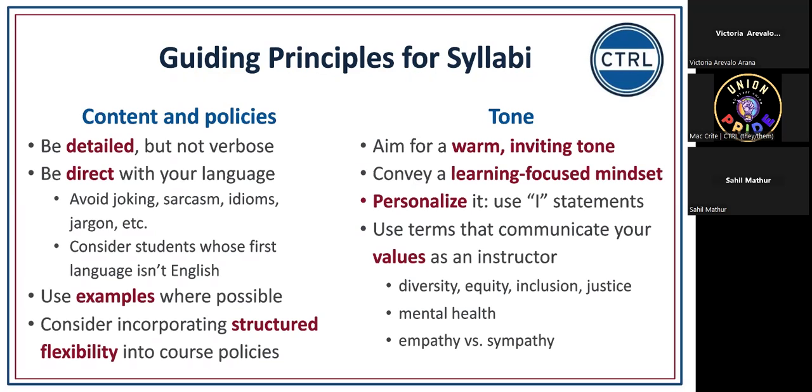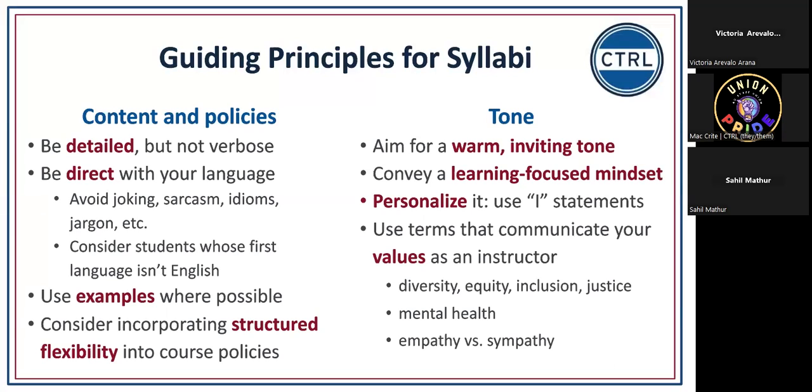Be detailed, convey what you want to convey, but do so in a clear and simple manner. Try not to be too verbose with the language. Be direct with your language. Make sure the students understand what you're trying to say. And avoid joking and sarcasm, because those can sometimes not come across as intended in written form. Try and consider students whose first language isn't English. This goes along with it: if you're direct and clear, it's likely you're using simpler English language. So that works with that as well.